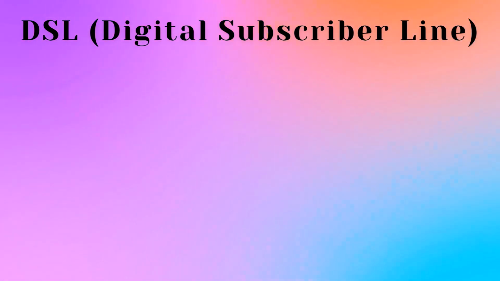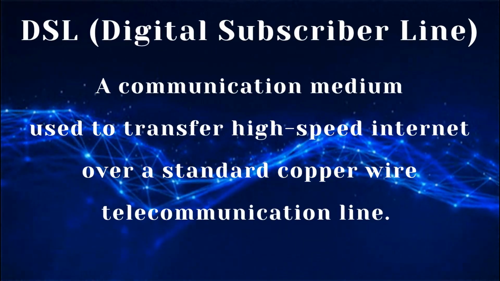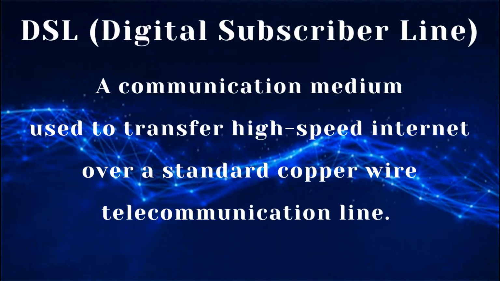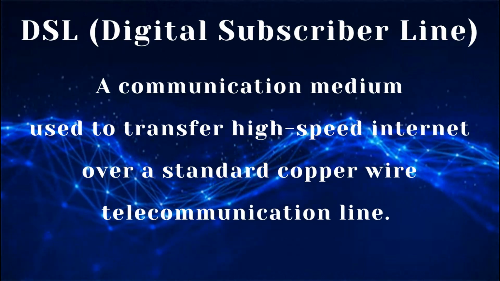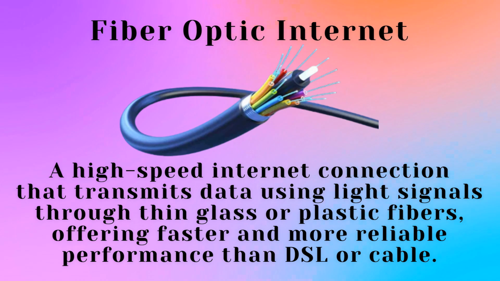DSL, digital subscriber line, a technology that provides internet access by transmitting data over traditional telephone lines without disrupting voice service. DSL is a communication medium used to transfer high-speed internet over a standard copper wire telecommunication line. Cable internet, a broadband internet connection that uses the same coaxial cables as cable TV to deliver high-speed internet to homes. Fiber optic internet, a high-speed internet connection that transmits data using light signals through thin glass or plastic fibers, offering faster and more reliable performance than DSL or cable.